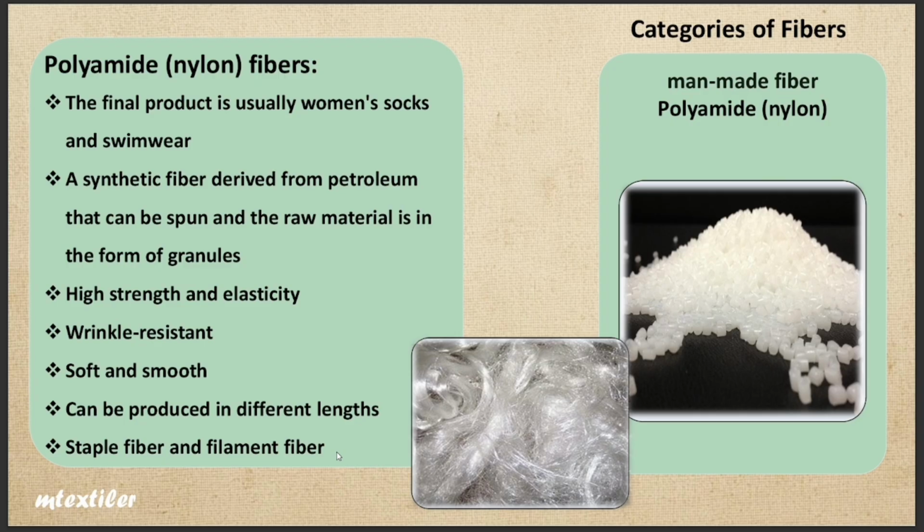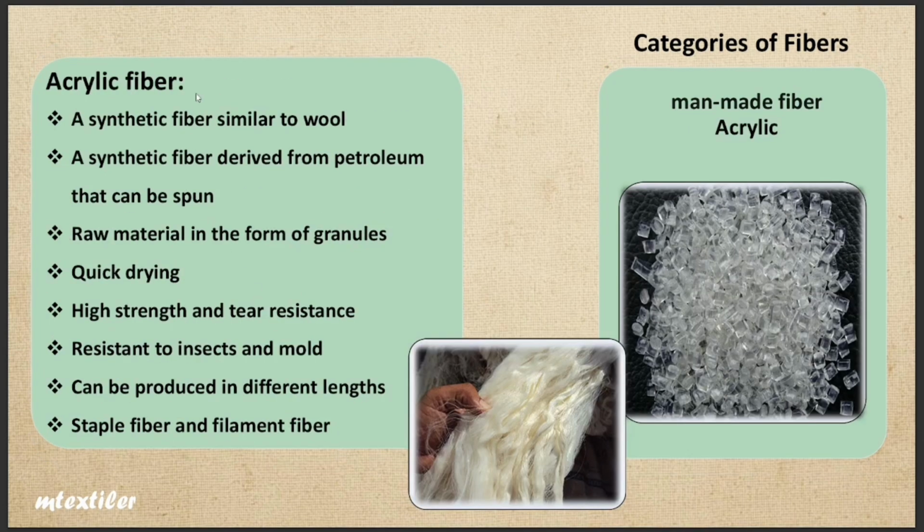In this slide, we examine acrylic fiber, which is a synthetic fiber. Let's look at its features. A synthetic fiber similar to wool, often used as a wool substitute. Synthetic fiber derived from petroleum that can be spun. Raw material is in the form of granules. Quick drying, high strength and tear resistance, resistant to insects and mold, can be produced in different lengths: staple fiber and filament fiber. Like other synthetic fibers, acrylic is produced in filament form, but can be cut into shorter staple lengths.